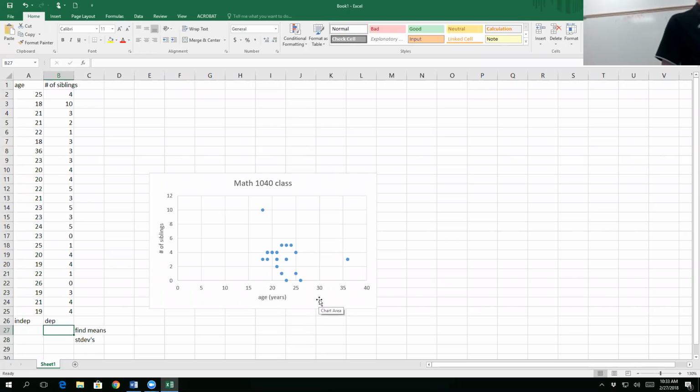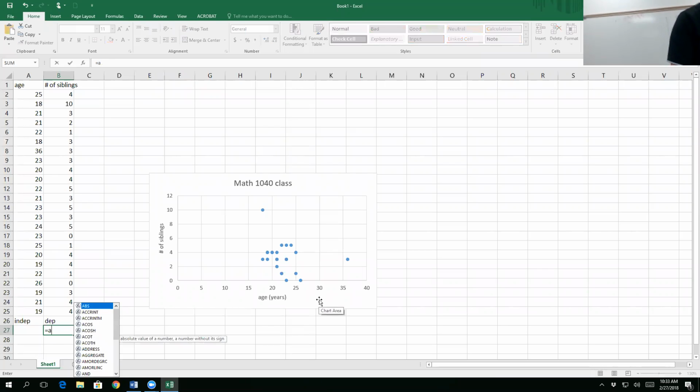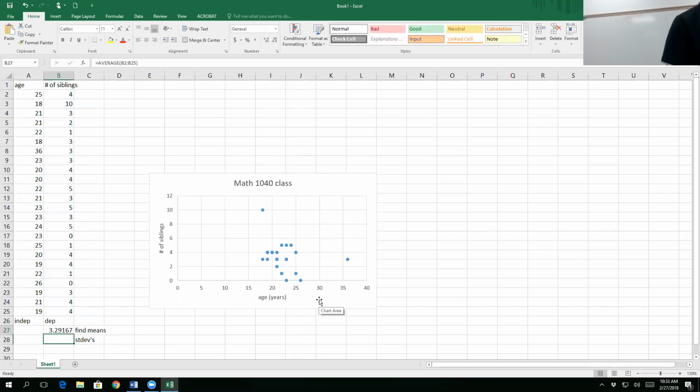All right, so the means. What's the command for the mean? Equals average of this. Copy it. So the mean age in this class is 22.1. The mean number of siblings is 3.29. Okay. How do I find the standard deviation? Can you do that by hand? Did we do that on this test or last test? Oh, it's going to be on this test. Okay, well, we'll do that in a minute.